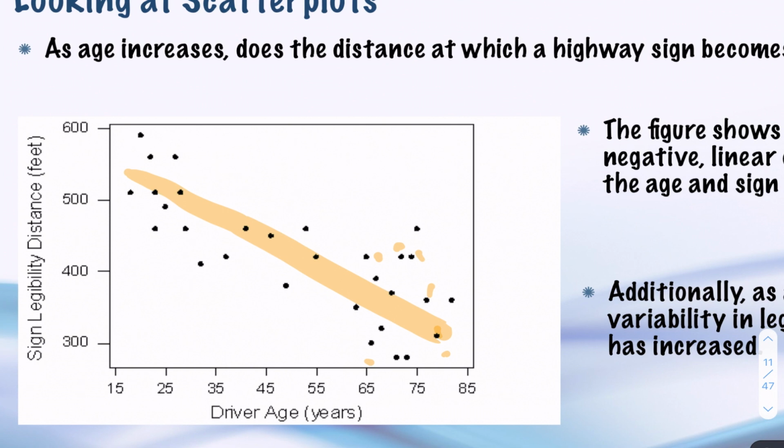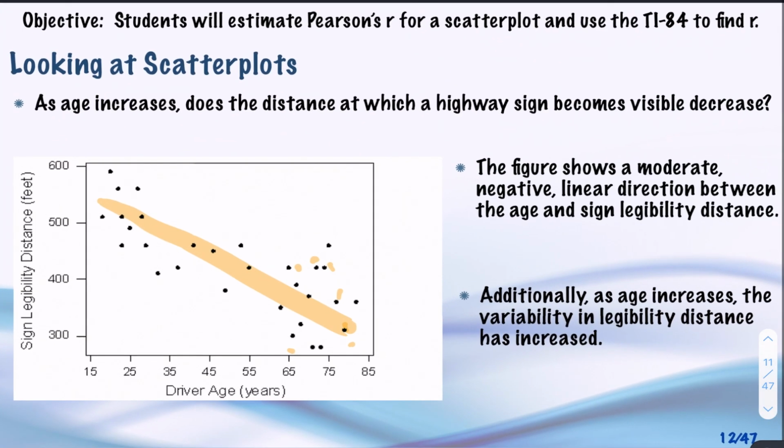So we would say this is linear. It is a negative direction because our line is going down. It's probably a moderate fit in terms of the strength. It fits the line kind of, but the further we go out, there's more scatter. So we have a moderate, negative, linear direction between the age and sign legibility distance. Notice I identified my 2 variables in this sentence that we stated.